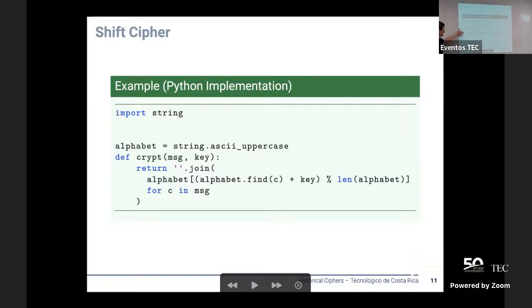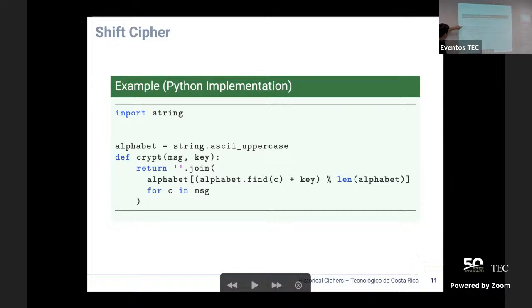Something interesting to see is that I only define crypt, not encrypt and decrypt, because it's trivial to turn the encryption into a decryption. How? Somebody has an idea? If the key, let's say, is 5, how do we now decrypt using this algorithm? -5, indeed. Super, we just put a minus in front there.